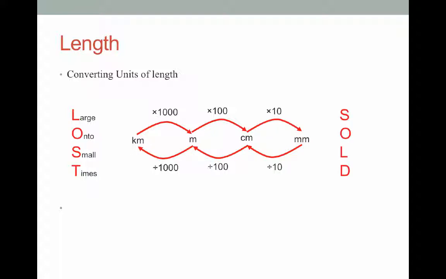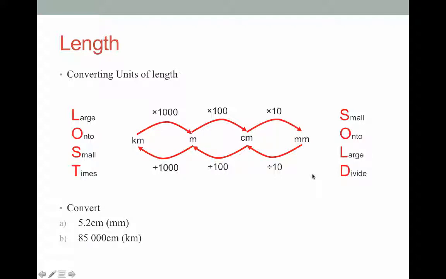Well, that's where the acronym SOLD comes into place. If you want to change a smaller unit, like a millimeter, onto a larger unit, like a centimeter, you need to divide. LOST and SOLD are two very good acronyms for remembering whether or not you need to multiply or divide. You just need to remember that it's 1, 10, 100, 1,000 going one way, or 10, 100, 1,000 when going back the other way.